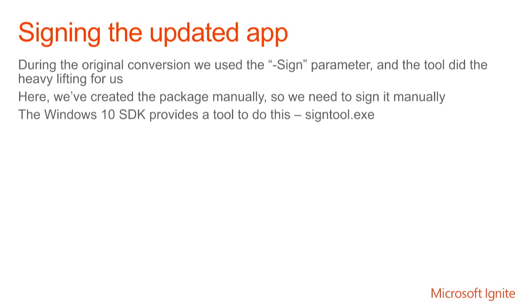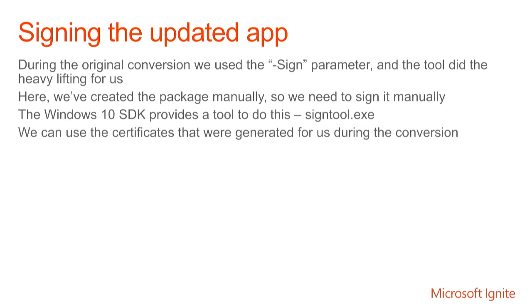And we can use the SignTool executable supplied by the Windows 10 SDK to do this. Now we need the certificates, but because they were auto-generated for us for conversion, we can go back and pick those up and just reuse those.